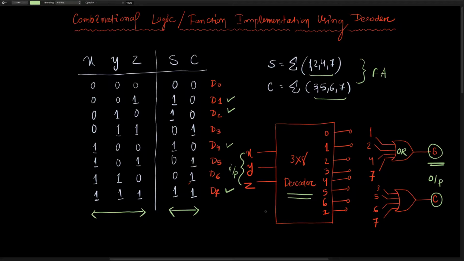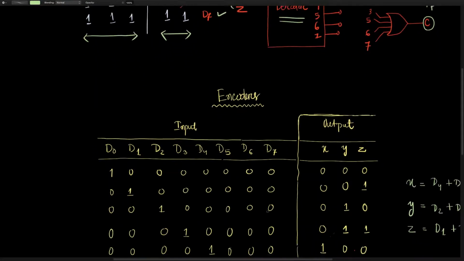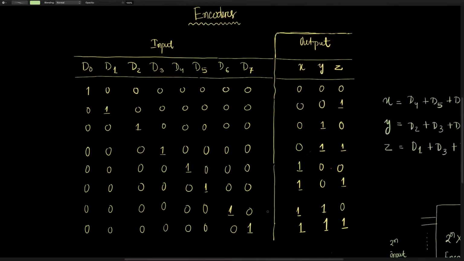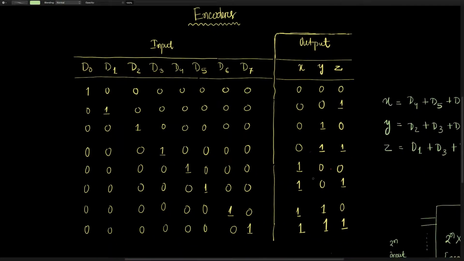Next we are going to study the inverse of a decoder, that is an encoder. This one is pretty simple. It contains 2 to the power n inputs, whereas the output is n bits. It is just the inverse of a decoder. For the input, we are going to consider that only one input is active or high at a single time, whereas the others are going to be 0.